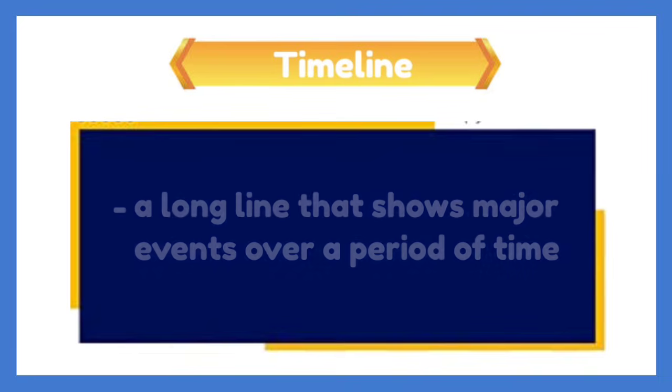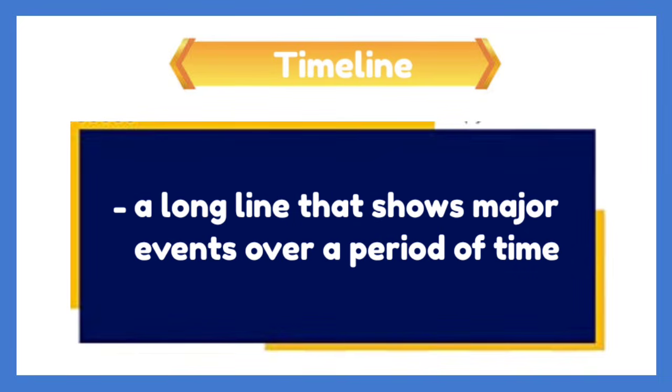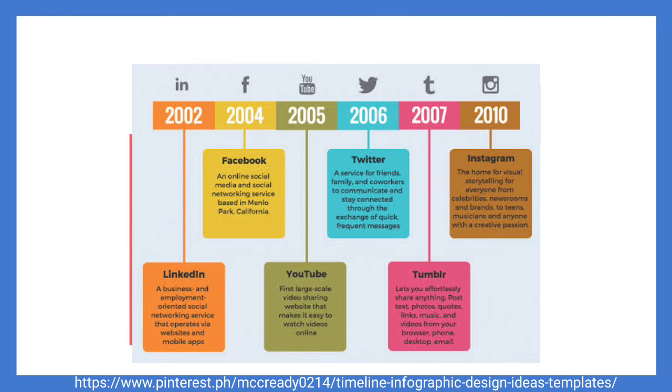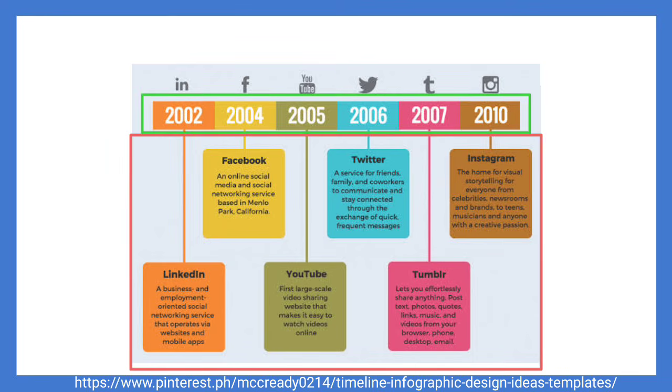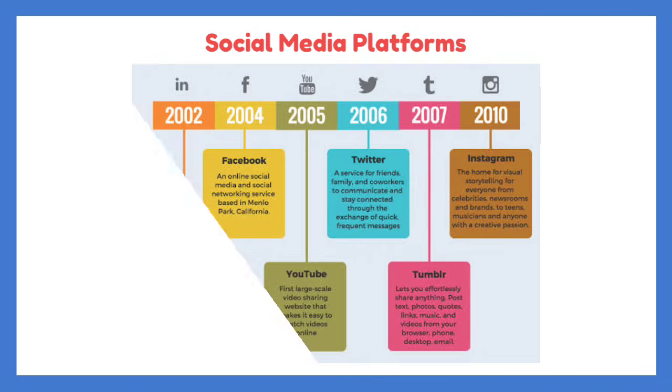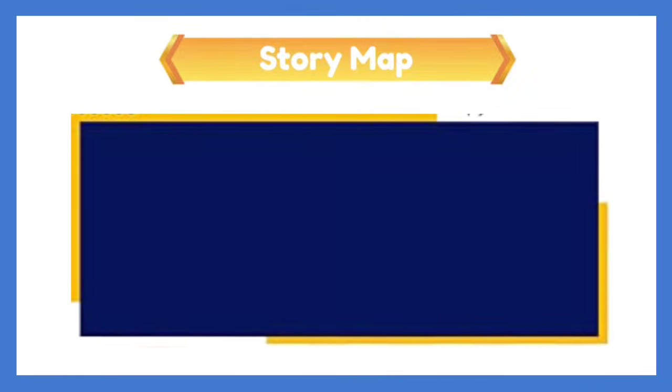A timeline is a long line that shows major events over a period of time. This is an example of a timeline. As you can see, it shows the events and their dates. And in this example, when these social media platforms were created or launched, and they are arranged in chronological order from 2002 to 2010. Is it clear? Now, let us have the last one, the story map.